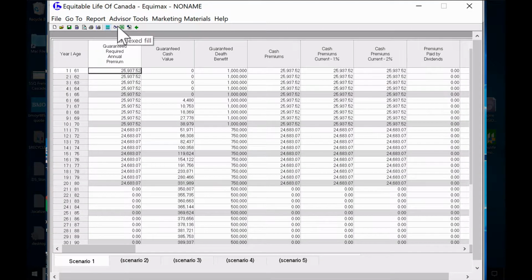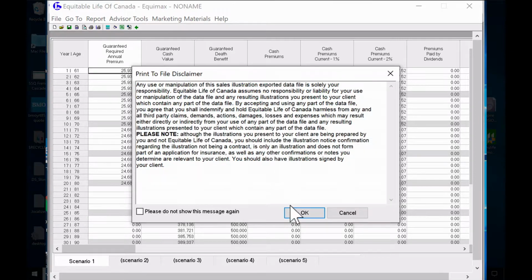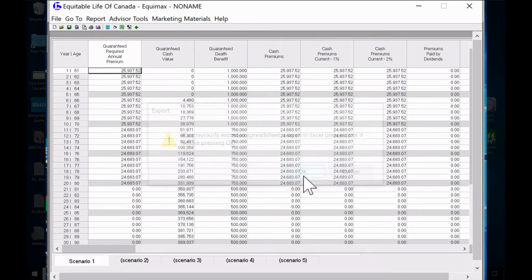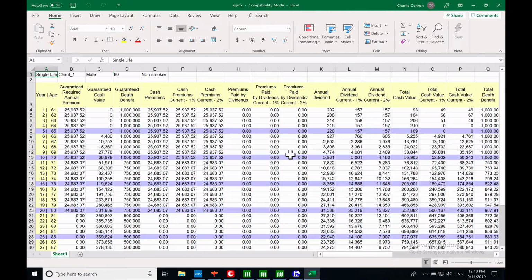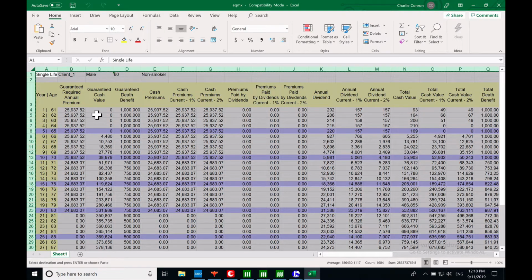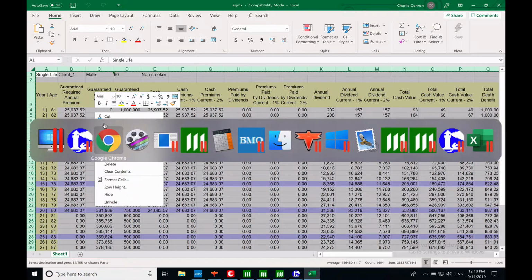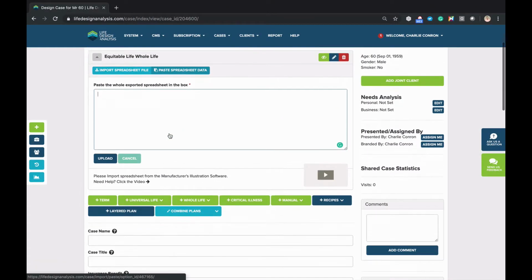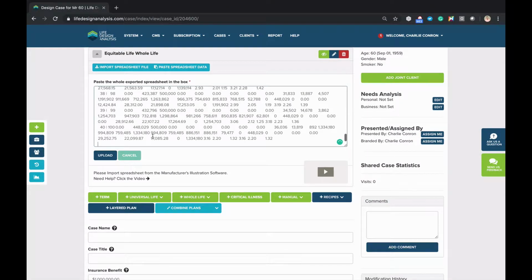Again, same sort of process, view spreadsheet, send that off to Excel. Gives me my nice warning message. Sends all the data to Excel. Again, all you have to do, click the corner, do a copy, and come back to Life Design Analysis. Simply paste that all in there. And as usual, all jumbled, we sort that out on our end. We make it really, really easy for you.